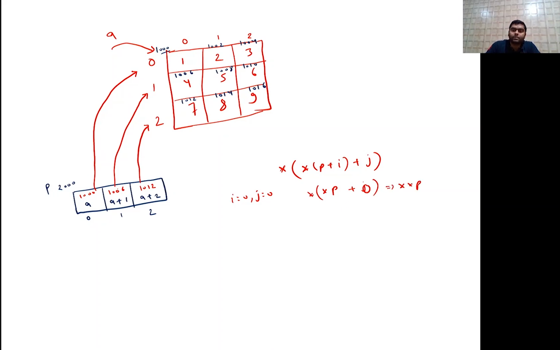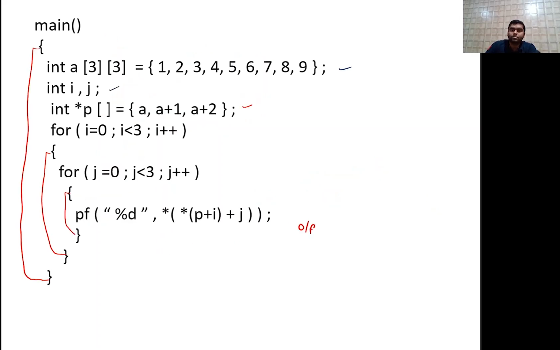double star p. Double star p means firstly select p, and p is at the start, p plus 0, meaning p of 0. So p of 0 will be selected, so firstly the row is selected, which is 1000, and then the value at 1000 will be selected. So this will return star of 1000, and star of 1000 is 1. So the first output is 1.